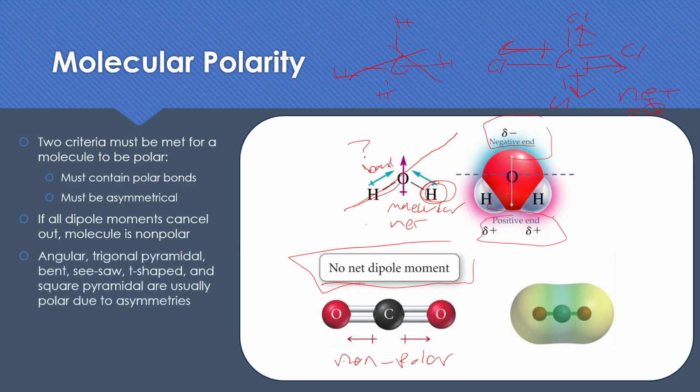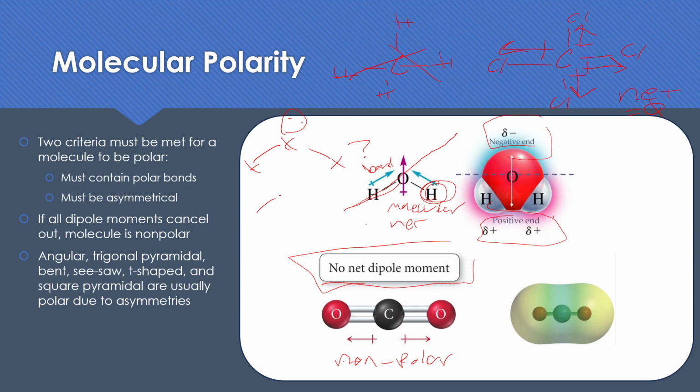One final thing. The molecular geometries that tend to be polar are angular, trigonal pyramidal, bent, seesaw, T-shaped, and square pyramidal, because they have asymmetry. So let's draw those out real quick. So angular, obviously, you have the lone pair, right? So that's going to give you asymmetry there.